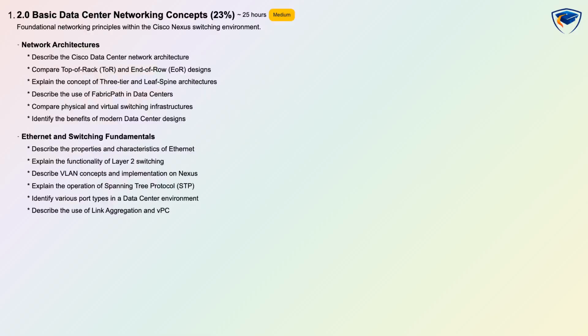Domain 2.0 Basic Data Center Networking Concepts is weighted at 23% and rated medium with about 25 hours of study and hands-on plus conceptual assessment. You will learn foundational networking principles within the Cisco Nexus switching environment, including the Cisco Data Center Network Architecture and how to compare top-of-rack and end-of-row designs. Expect to study 3-tier and leaf-spine architectures, FabricPath, physical versus virtual switching, Ethernet properties, VLAN implementation on Nexus, spanning tree operation, port types, link aggregation, and vPC benefits.